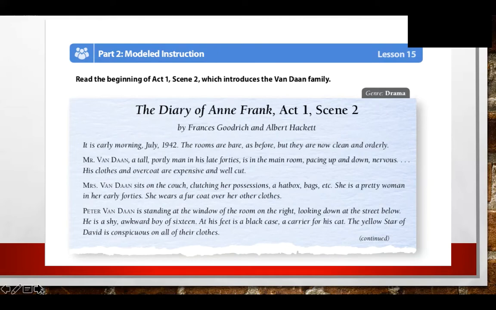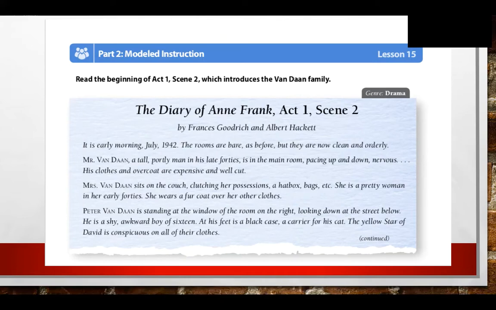Okay. It is early morning, July 1942. Notice the time difference. We've gone back 3 years. The rooms are bare, as before, but they are now clean and orderly. Mr. Van Daan, a tall, portly man in his late 40s, is in the main room, pacing up and down, nervous. His clothes and overcoat are expensive and well cut. Mrs. Van Daan sits on the couch, clutching her possessions. A hat box, bags, etc. She is a pretty woman in her early 40s. She wears a fur coat over her other clothes.